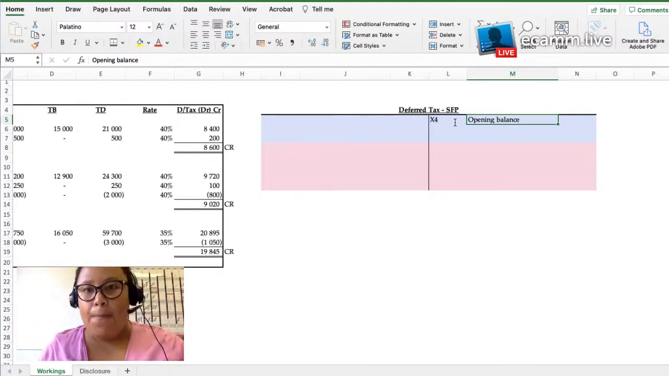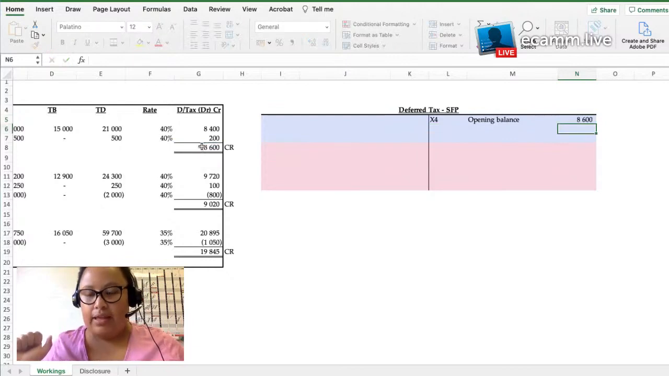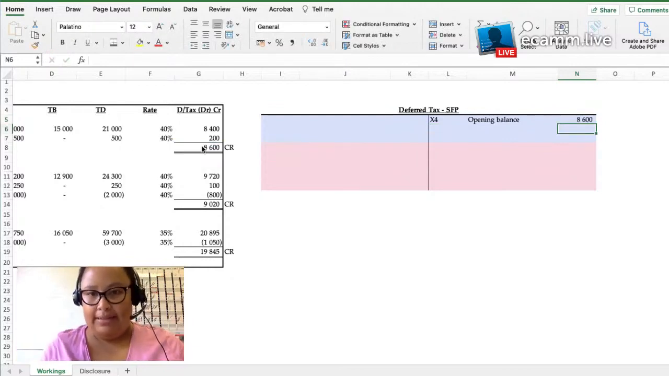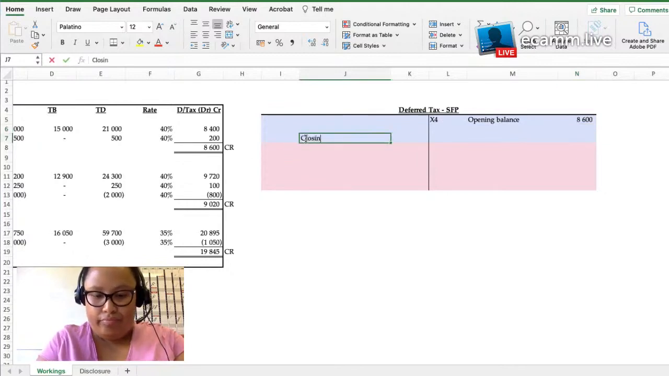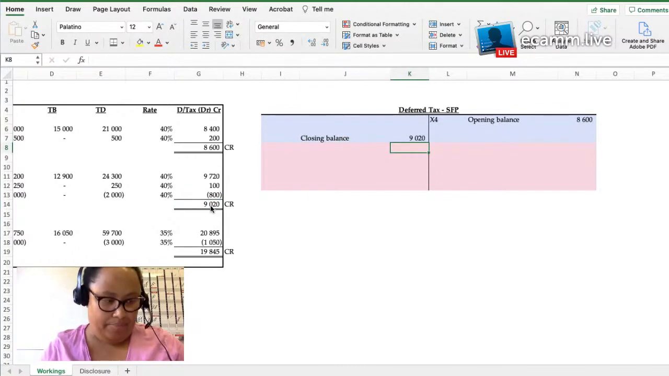Okay, so my opening balance, I calculated it. It was this number here, so that is my opening balance. Then my closing balance is a credit, and it was that number over there.